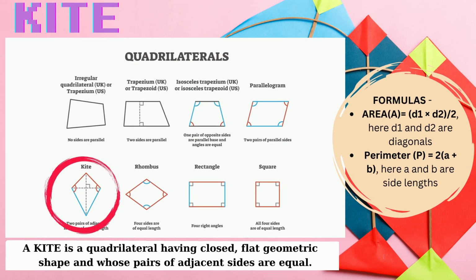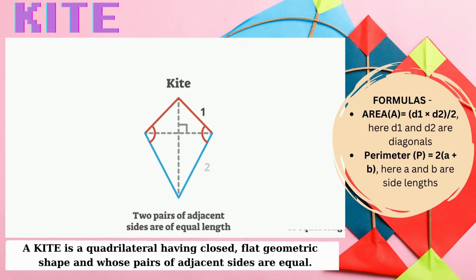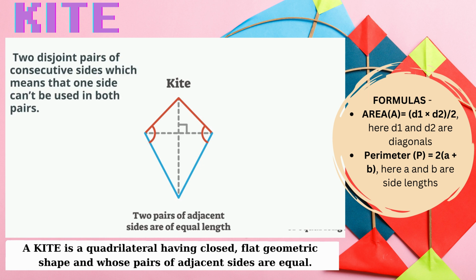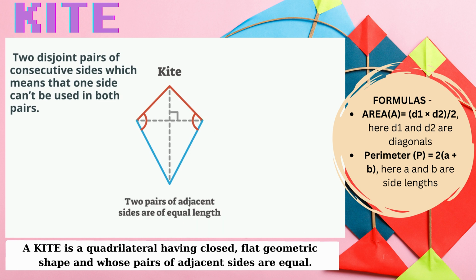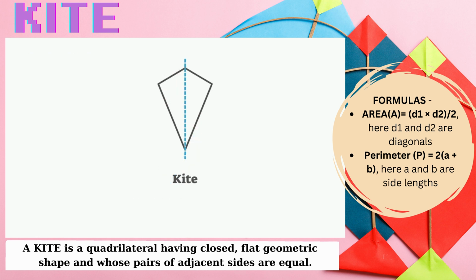Geometry. A kite has 4 sides, therefore it is a quadrilateral. One of the first things you may notice is that there are 2 pairs of different length sides. A fancy word to describe this is that a kite has 2 disjoint pairs of consecutive sides. Disjoint pairs means that one side can't be used in both pairs. The sides of each pair are congruent. Sides A and B are congruent, and sides C and D are congruent. The angles that are opposite each other and in between the 2 different length sides are also congruent. And remember, congruent means equal.